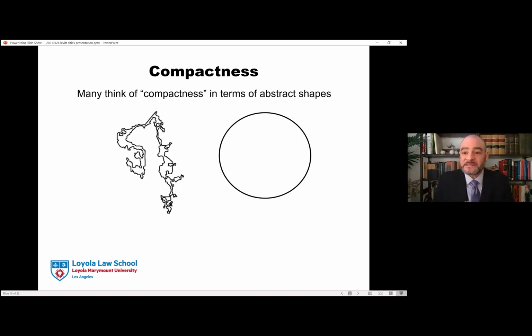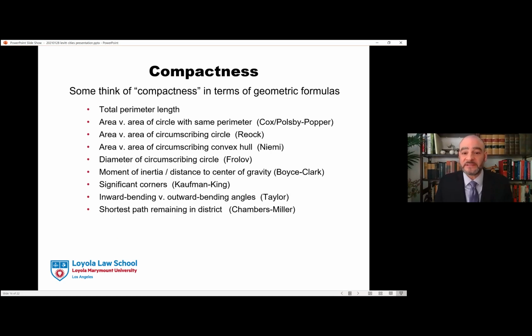Last set of rules around compactness. You may hear about this, and I want to spend just another minute. I know I'm reaching the end of my time. I want to spend just another minute on compactness rules, in part because you may hear about them in a way that doesn't reflect California law. So some people think about compactness in terms of abstract shapes, whether a district is stringy or round or square or geometrically regular. But that doesn't fit California law. Redistricting software may think about compactness in terms of geometric formulas. There are 100 different ways to calculate whether a district is compact, and you'll see some of these in redistricting software. But that doesn't fit California law.